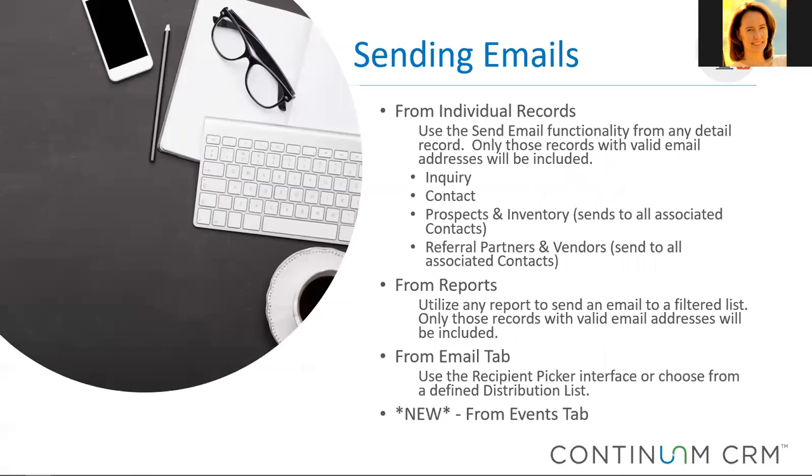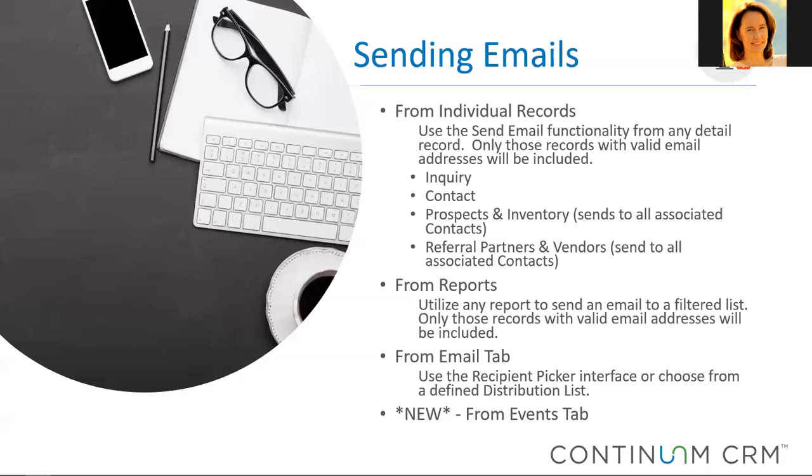Now, the actual act of sending emails. Okay, so we have a number of different ways that you can get an email created and sent out of the system. First and foremost, I can go to any record in the system, let's say a contact or a prospect or a referral partner, and I can use the send email option on those records, and I can pick a template and send an email out of the system. That's the most straightforward, direct way to get an email out. And typically, we think of these as being our one-off emails or emails to individuals.